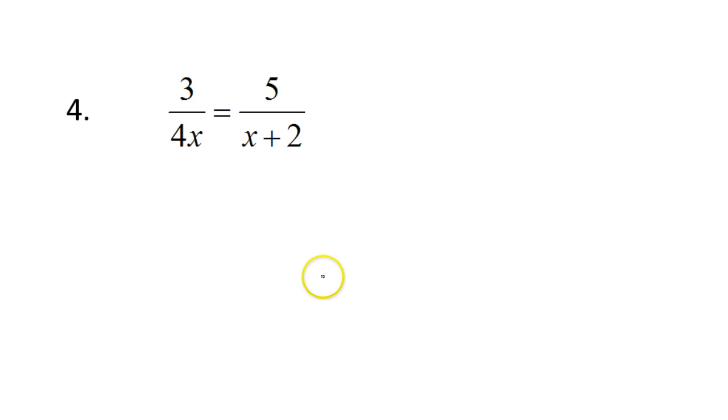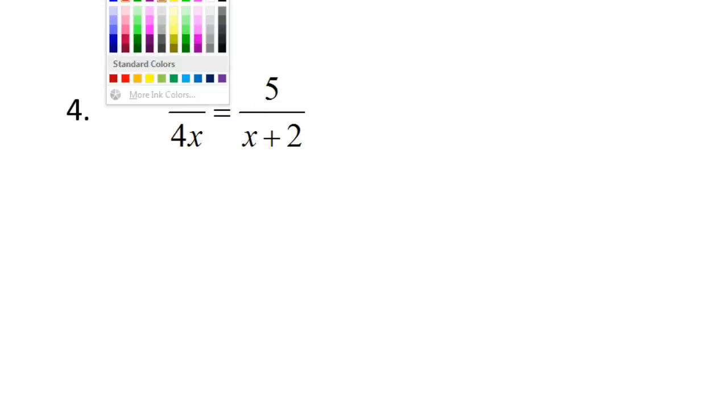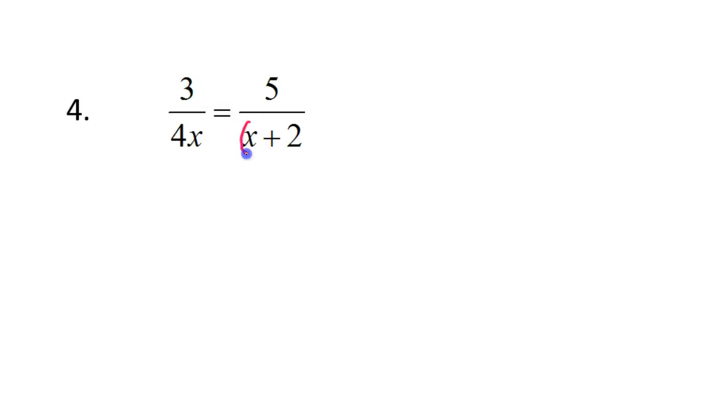Okay, let's do another one. So looking at number 4, I'm going to look at x plus 2 as a single factor. So let's see, the left side has a 4. So that means the right denominator is going to need a 4 as well. So I will put that in the top and the bottom.